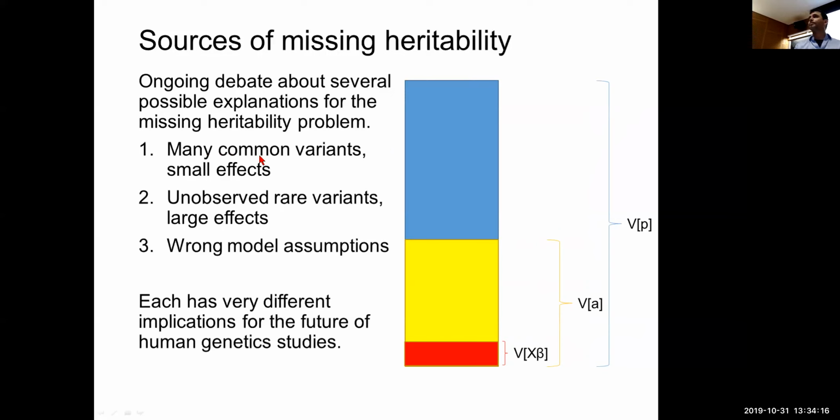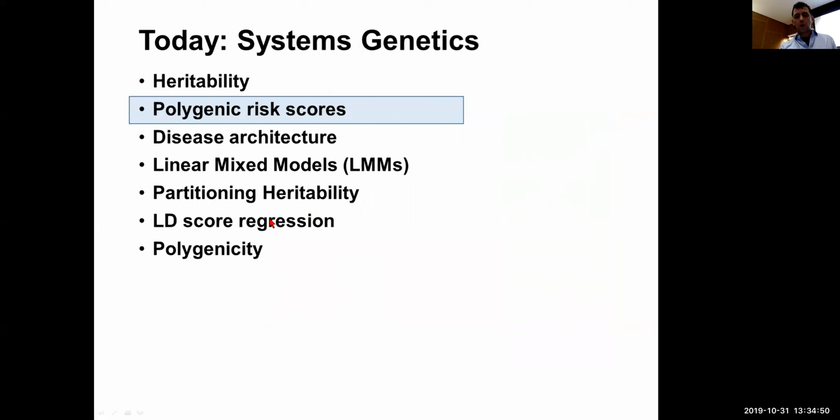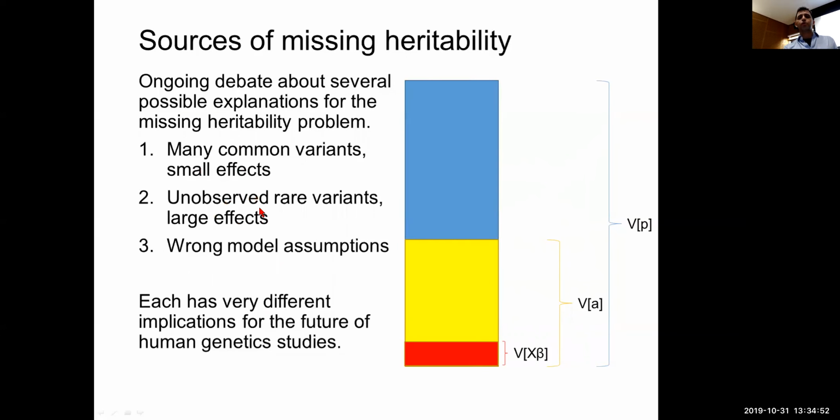One is that, yes, my last variant associated with height is submillimeter. But if I have another million of those, that's a lot of submillimeters added up. So suppose that they're all 1/10 of a millimeter, and I have 1,000 of them, I'm doing great. Basically, I can explain a lot more of the variability. And this is turning out to be one possibility. Another is that there are unobserved rare variants of large effects.